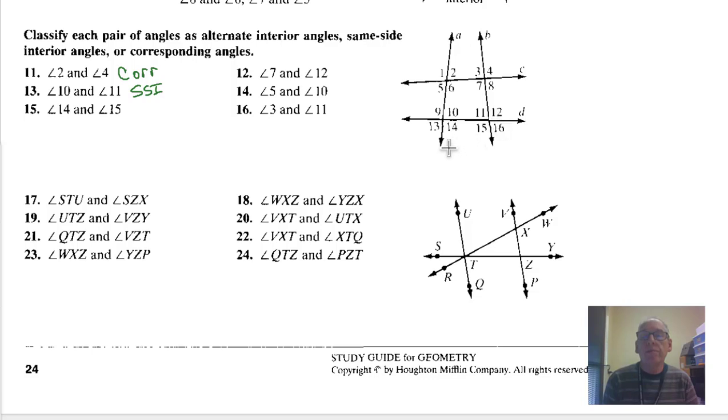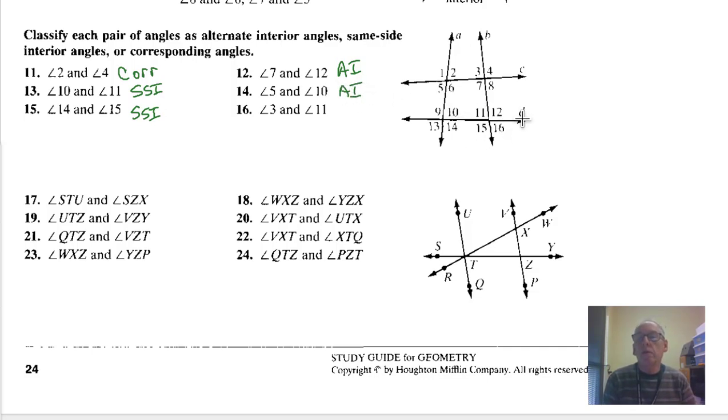14 and 15 are also same side interior angles. They're both below D. They're in between A and B. And so they're interior, and they're both the same side of the transversal, same side interior. Now there's nothing about these being congruent because these lines aren't parallel. 7 and 12, here's 7, here's 12, alternate interior. 5 and 10, alternate interior.